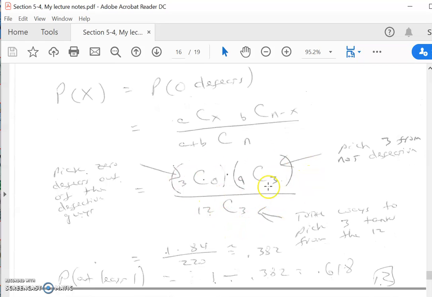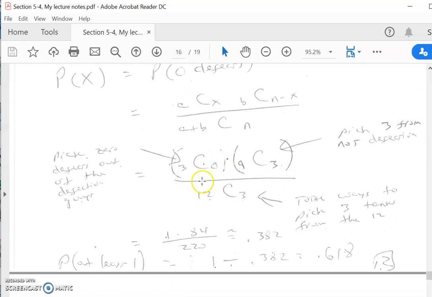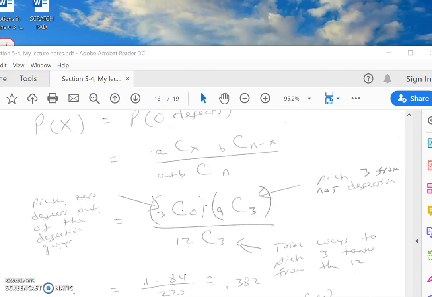Now, that gives me the numerator. So in order to get 0 defects, there's 3 choose 0 ways of doing that. In order to get the non-defective, there's 9 choose 3 ways of doing that. Well, this guy right here, 3 choose 0, I don't have time to write it out for you, but maybe I do. Let me see if I can do that. Let me pause this for 1 second. I'm going to pause it.